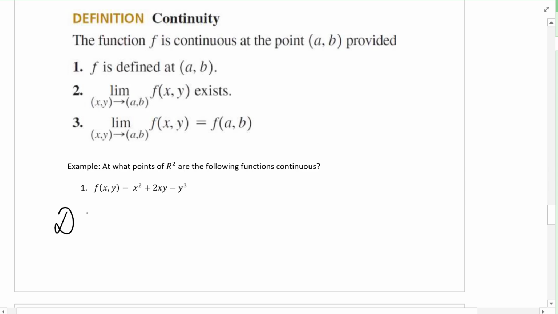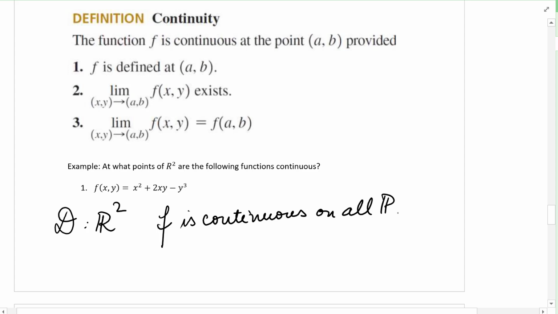So the domain of this function is actually R2. This function f is continuous on all of R2 because there is no restriction, there is no point where the limit doesn't exist or is not equal to the value of the function at that point.